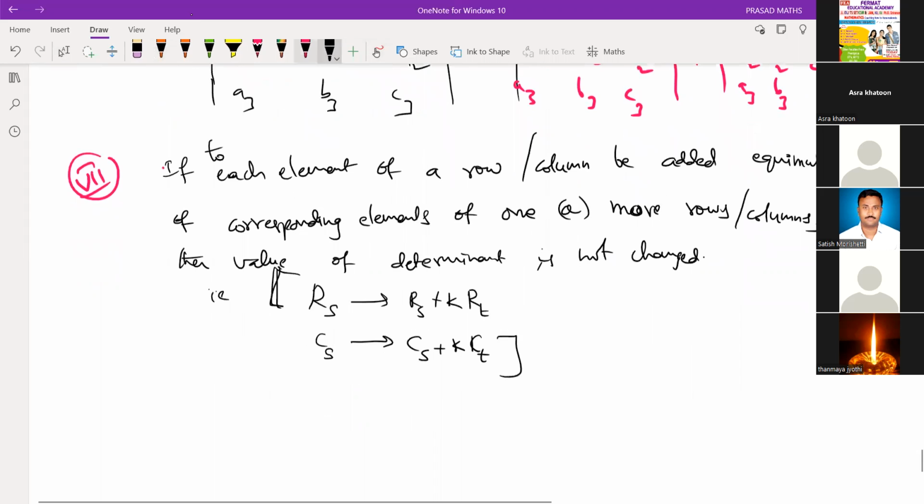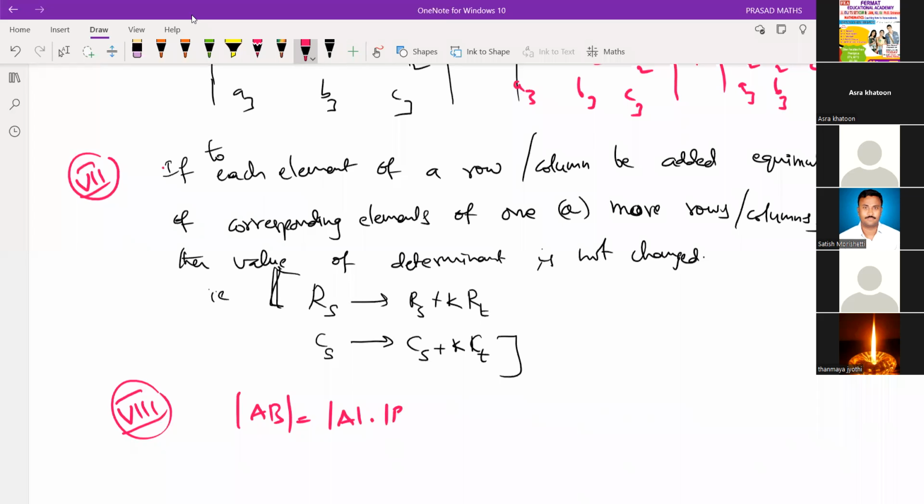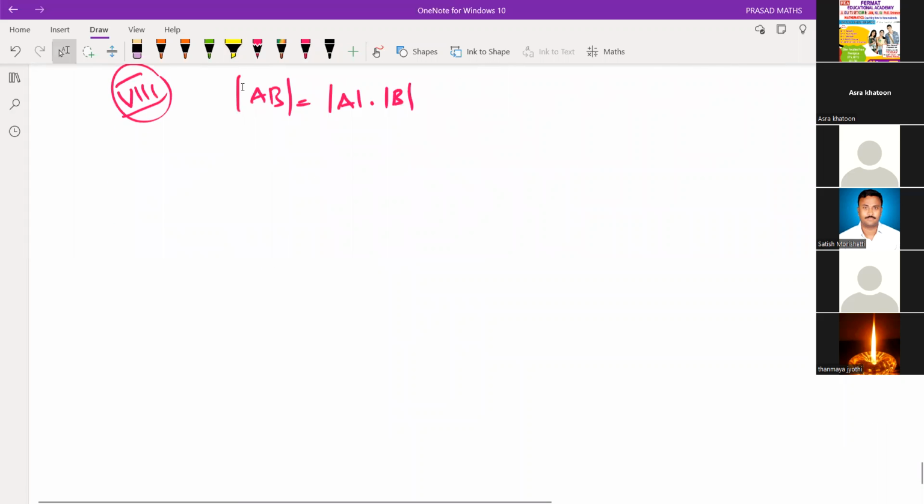And last one, finally, det of product of two matrices is nothing but product of the dets. Already we know this, right? Det of the product of matrices is nothing but product of the dets. Now, let us solve some problems using this.